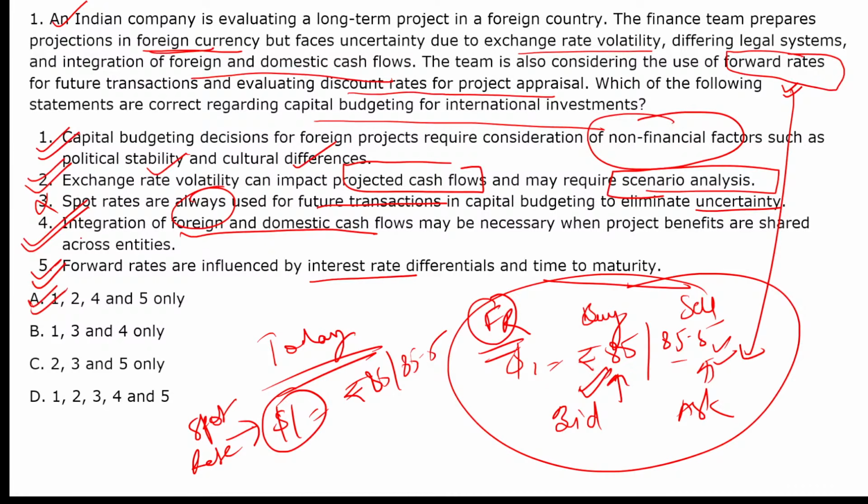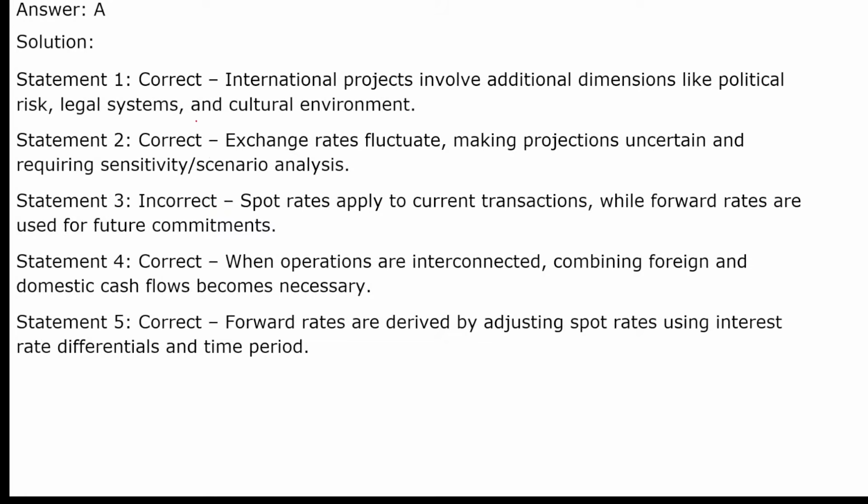So A is the correct answer. 1 is correct, 2 is correct, 3 is incorrect, 4 is correct, 5 is correct.